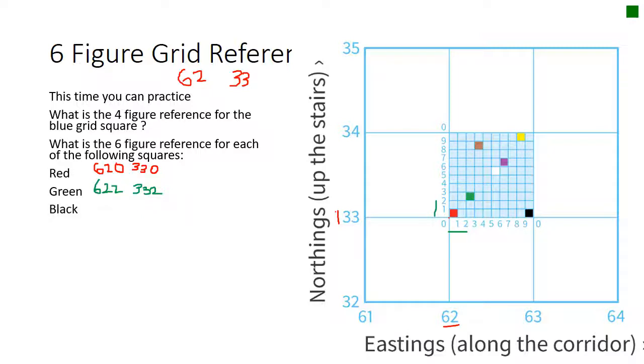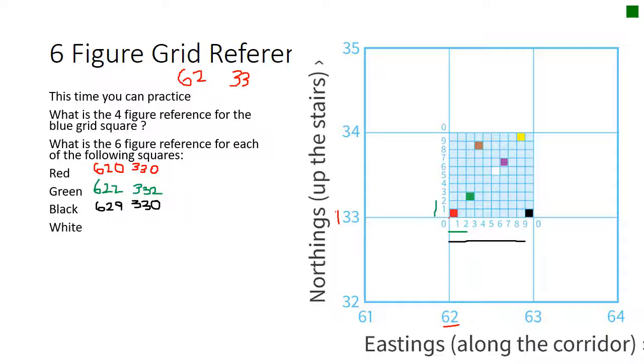Black pick, so we'll choose the black pen. Now black, again, our Easting, we go all the way across to 9, so it'll be 629. And then coming up the page, you see again it's touching the 0 line. So again, it'll be 330. You will never get a reading of, say, for example, 6210. Because if it gets to 10, it will actually then be 63, not 6210.